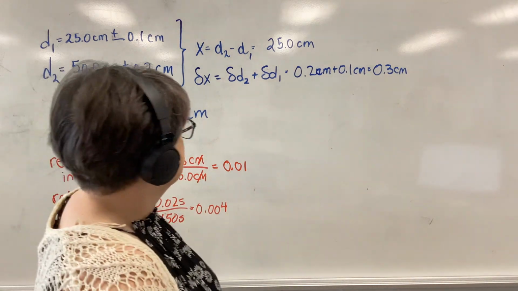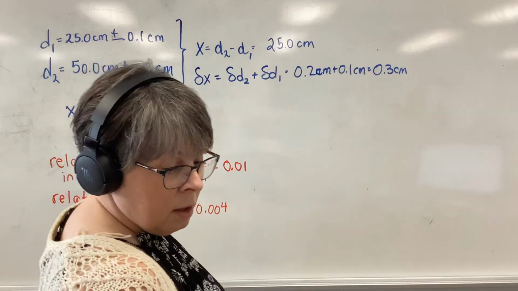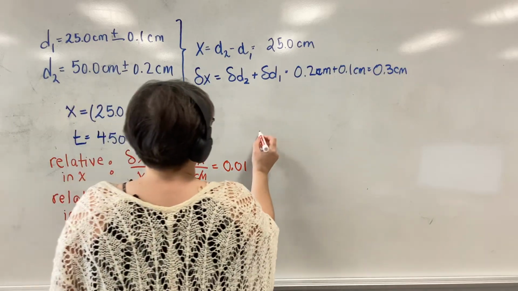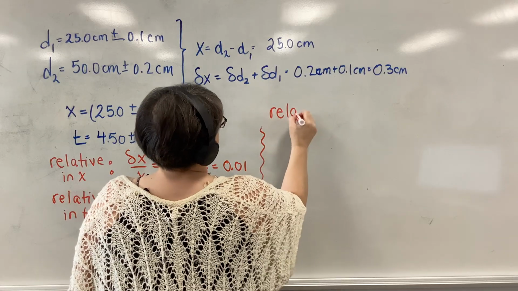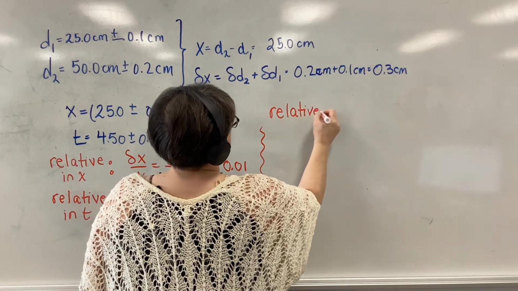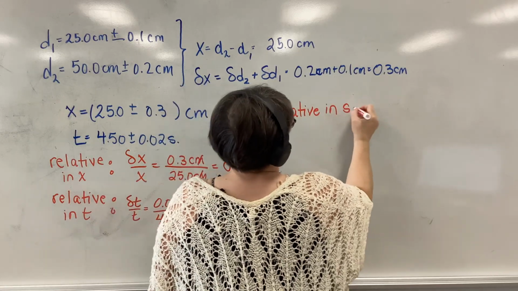So to find the relative uncertainty in velocity, the line here, relative uncertainty in speed or velocity.